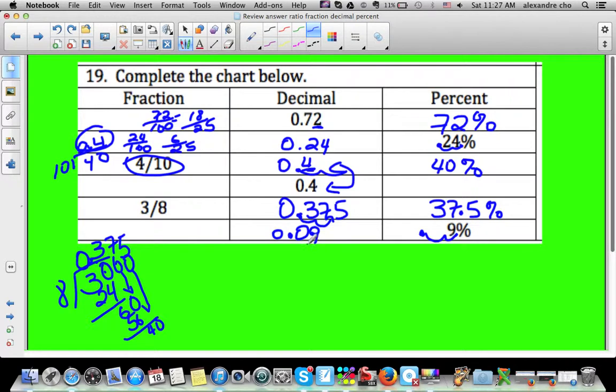As a fraction, well, the denominator is going to be 100 because that's where the 9 is, in the hundredths place. And the number on top will be 9. Can I simplify that? Nope. Leave it alone.